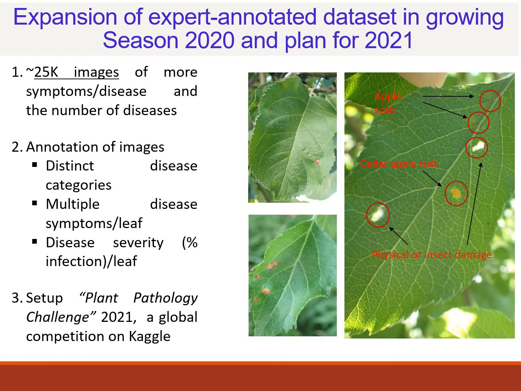In the growing season 2020, we have expanded this database to more than 25,000 images, and that included more symptoms per disease as well as we increased the number of diseases. Currently, we are doing annotation of these images into distinct disease categories, multiple disease symptoms per leaf, and disease severity percent infection per leaf. And then we are planning to set up Plant Pathology Challenge 2021, a global competition on Kaggle once again.